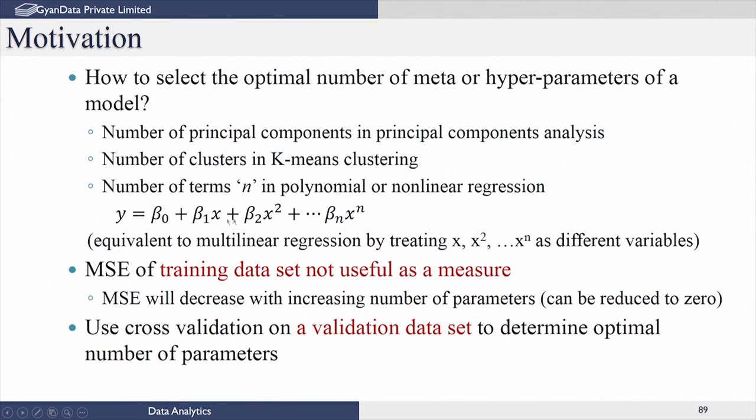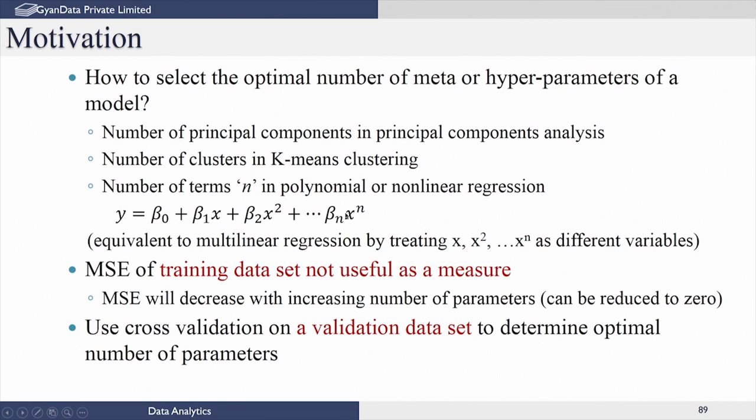Notice that the parameters of the polynomial model can be obtained using multilinear regression. If you take x as a variable, x squared as a different variable and x power n as a different variable, compute them from the data that you are given, and treat them as different variables, then you can use multilinear regression methods in order to estimate the parameters beta naught, beta 1 and so on up to beta n.